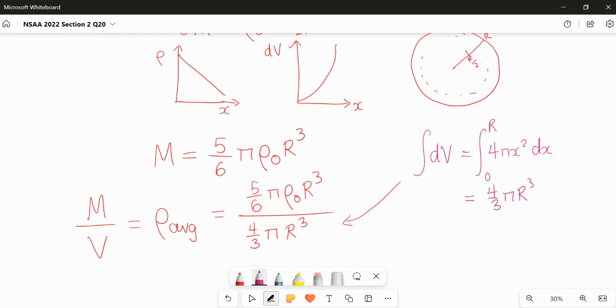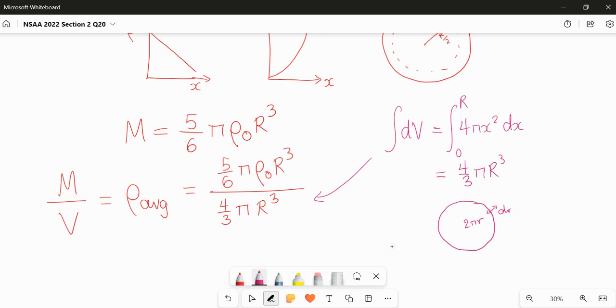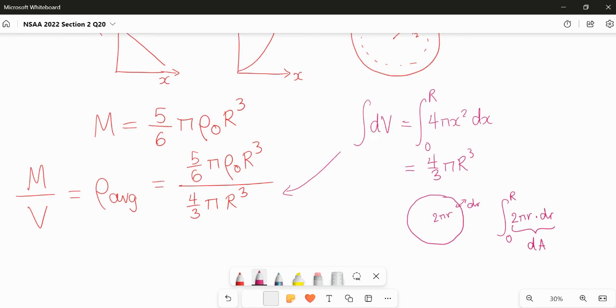You might want to challenge yourself to prove this with a circle, where the thickness is dr and the circumference is 2 pi r. So if you wanted to get the total area of a circle, we would add up the area of each of these sections, which would have length 2 pi r, thickness dr. This would be the little area of that strip, and then integrating that between 0 and capital R, you would get pi r squared, the area of a circle.